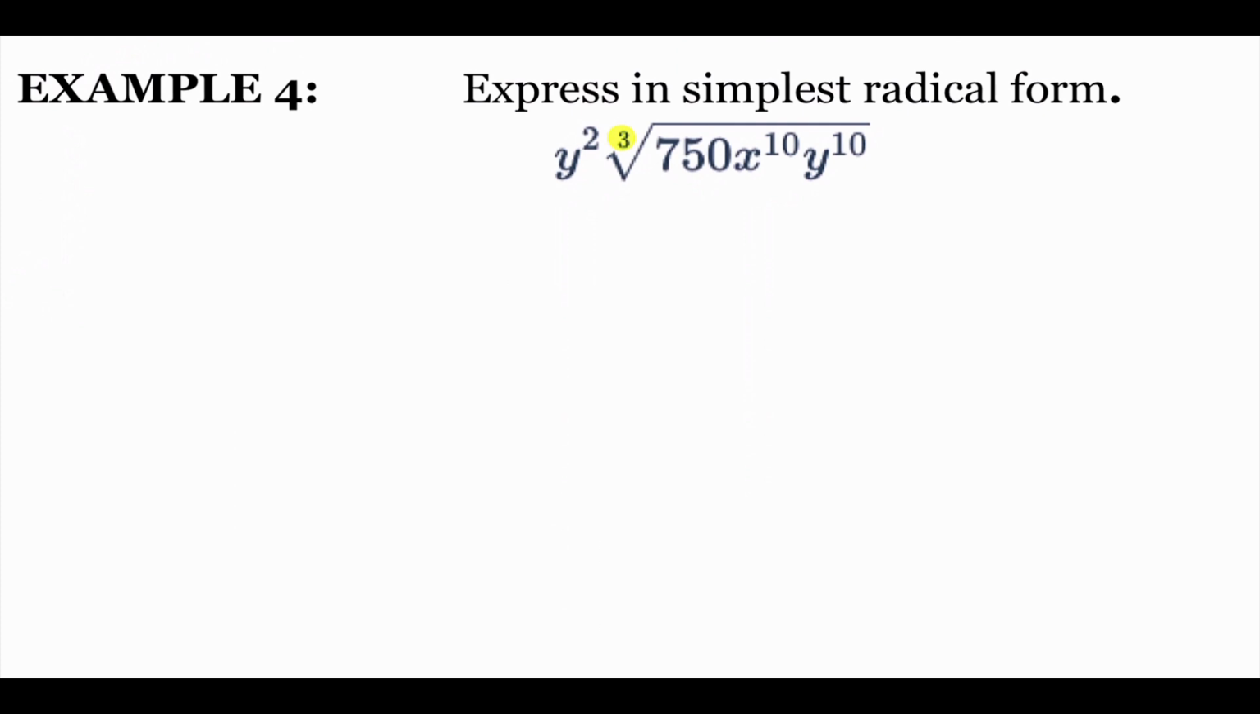Okay? I'm going to break down 750. I'm going to break down x to the 10th and break down y to the 10th. And then the y squared in the front is just going to come along for the ride. Okay, so 750. It's a big number, but it ends in a 0, so that means it can be divided by 10. So 10 times 75.